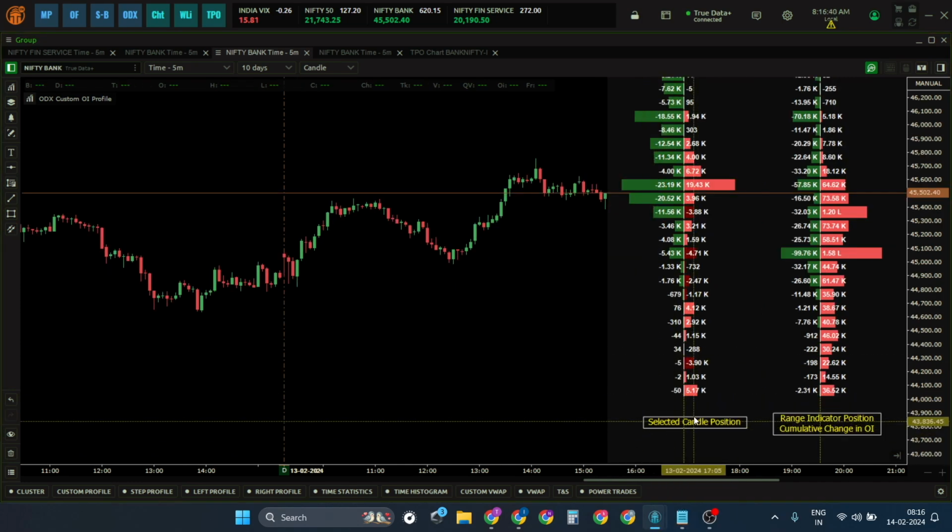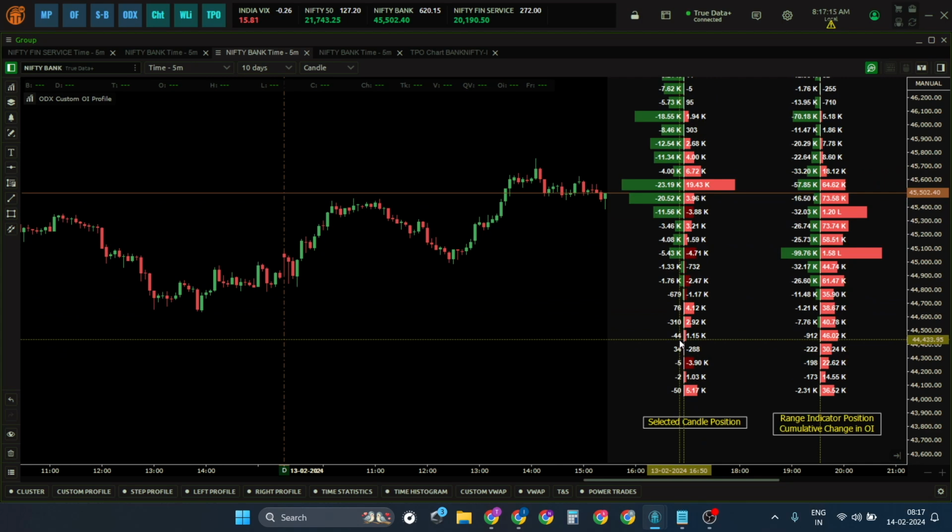So yes guys, if you see, we are getting two profiles, right? This is profile number 1 and this is profile number 2. You can simply remember this is 1 and this is 2. This is the selected candle and this is the range indicator position. This is also called cumulative change in OI. I am personally giving you this name for better understanding. First focus on one profile, thereafter we discuss both, and thereafter we will combine both. So in the first case, the selected candle position.